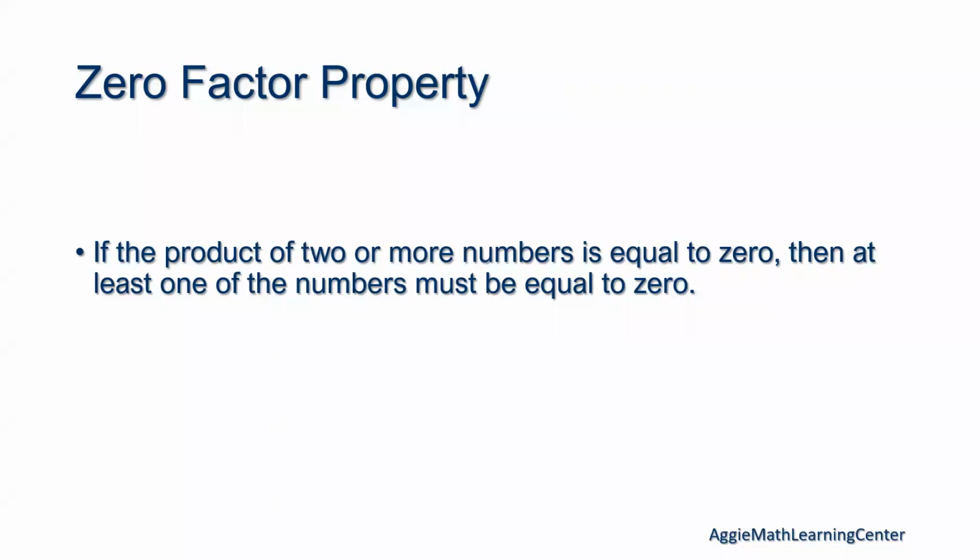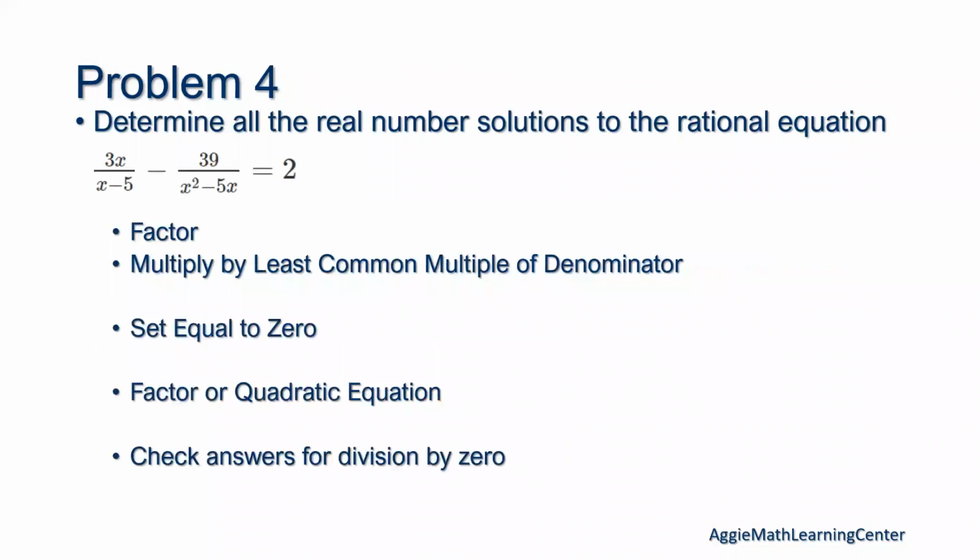Okay. If the product of two or more numbers is equal to 0, then at least one of the numbers must be equal to 0. I mean, 0 times anything is 0, so this makes sense in my mind. If something's equal to 0, and you've got A times B times C, then either A, B, or C has to be 0, or maybe both A and B are 0. But at least one of them. There's no other way to get it, so we're going to use that.